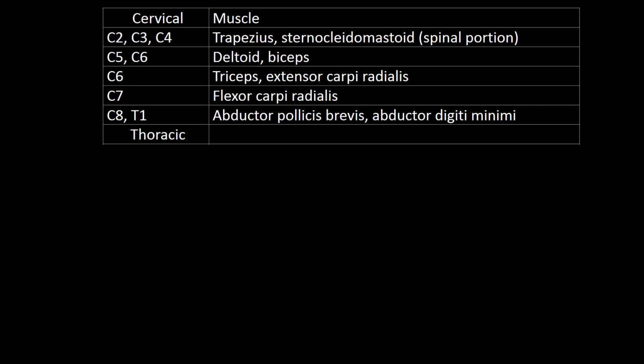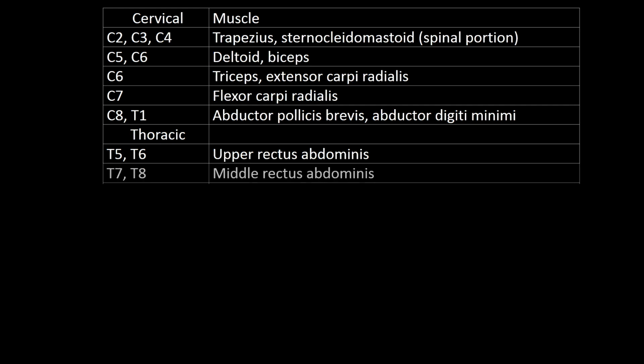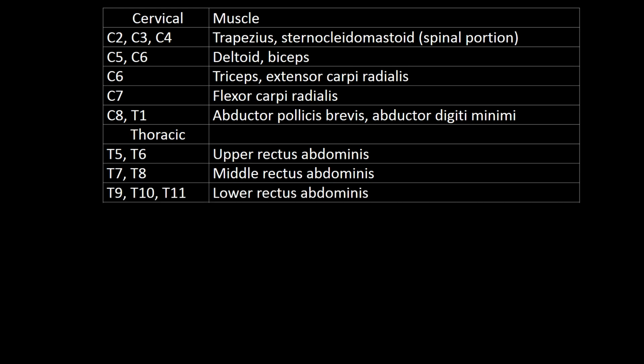In the thoracic spine, we can study the upper rectus abdominis innervated by fibers from T5 and T6. The middle rectus abdominis is innervated by fibers from T7 and T8. In addition, we can monitor the lower rectus abdominis innervated by T9 to T11 and the inferior rectus abdominis innervated by T12.